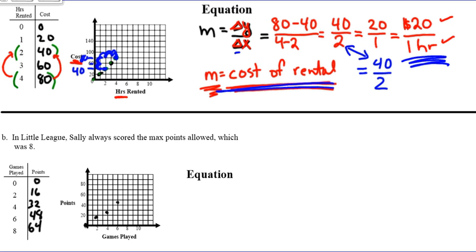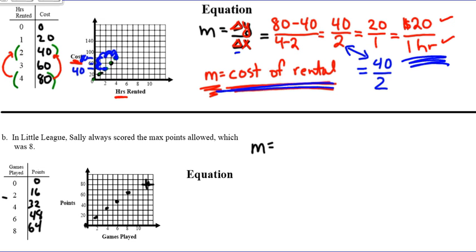Which one's wrong here? 40 is 32. Whoops, 40 should be up a little bit, sorry. 4 games, 32 points. 6 games, 48 points. And 8 games, 64 points. So again, I want to calculate slope. But if I were just reading points off the graph, they're not at a nice point where it's easy to know that's a certain XY value.